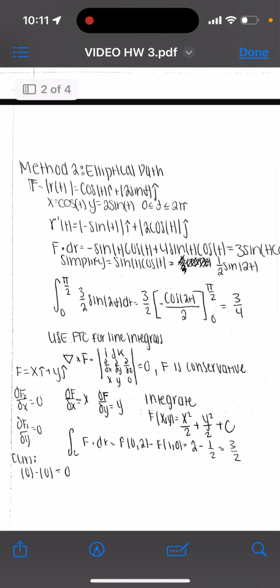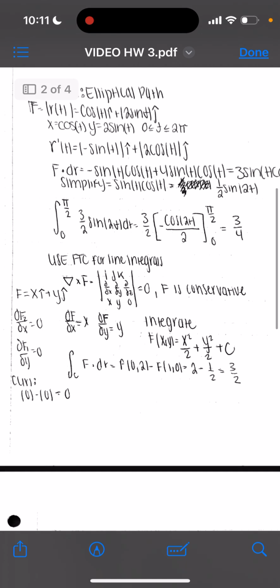Then we use another method. We use the fundamental theorem of calculus. Using the fundamental theorem of calculus, do the cross product of the gradient times F, which comes out to 0, meaning F is conservative. That's one way to do it, but another way to do it is also the curl test. Doing the curl test in the bottom left corner of the page, we see that the curl is 0, which also further proves that it is a conservative function.